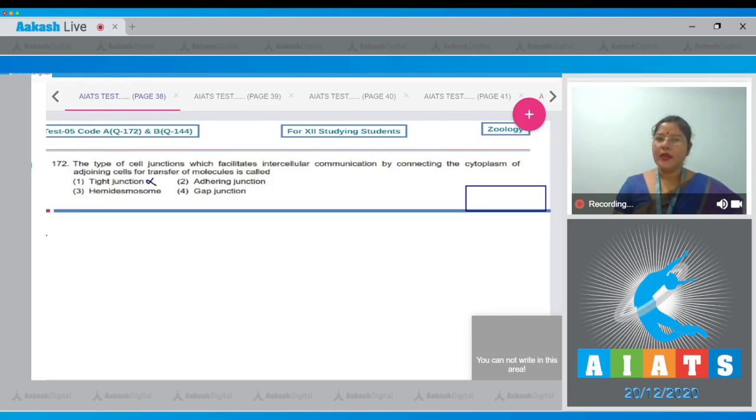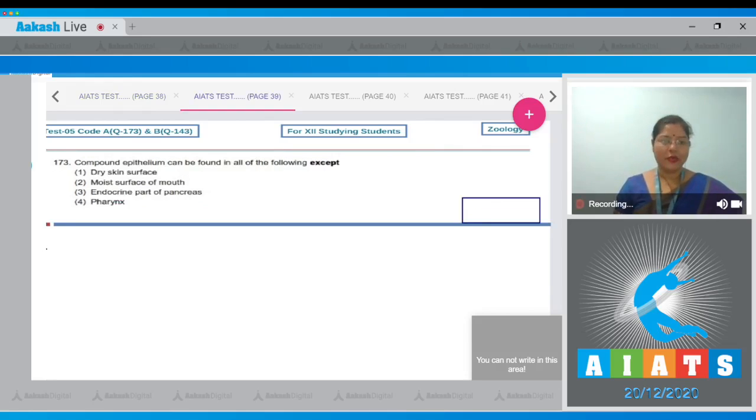Second option, adhering junctions. They provide cementing to keep cells together. So this cannot be a correct answer. Third option, hemidesmosome. It is a type of adhering junction which adhere epithelial cell with the underlying basement membrane. So this cannot be a correct answer. Gap junctions allow transfer of molecules from one cell to other cell by joining the cytoplasm of two cells. So correct answer is option number 4. Let's move on to the next question.